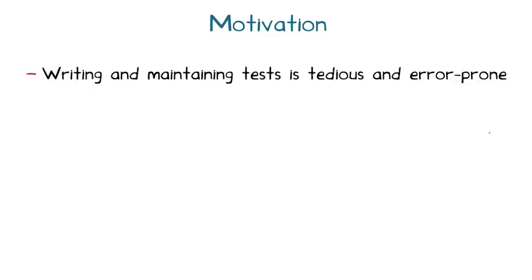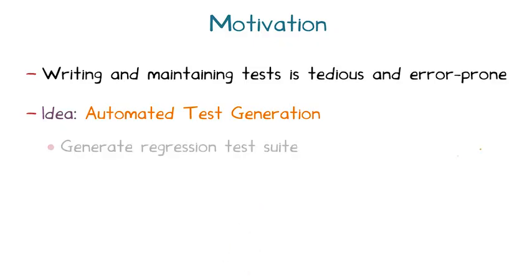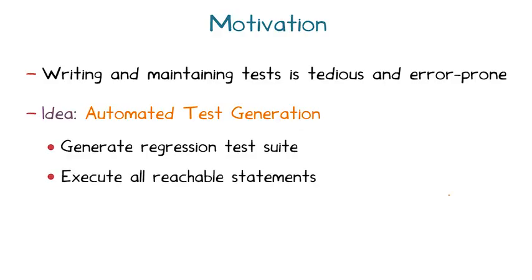Writing and maintaining tests is tedious and error-prone. A compelling idea to overcome this problem is automated test generation. This idea has several benefits. First, it can be used to generate a test suite that can then be run regularly to check for regressions in the program. Second, it can be used to execute all reachable statements in the program and thereby attain high code coverage. Third, it can be used to catch any assertion violations. Assertions, as you may recall, are a general mechanism for specifying program correctness.